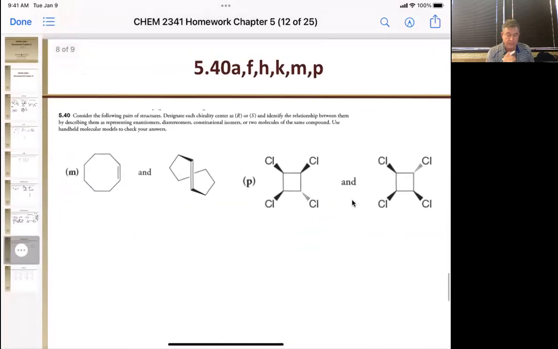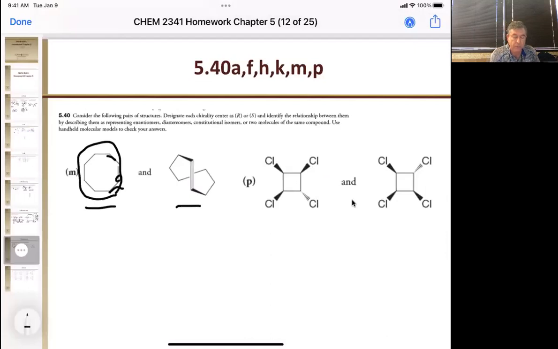Okay, let's look at these. Consider these structures, designate the chirality. So we don't have anything chiral in this one and this one, but we have in this one, I think that these are both cis alkenes. And if we draw it flat, it's like this, but let me see how many carbons we have. 1, 2, 3, 4, 5, 6, 7, 8 carbons. 1, 2, 3, 4, 5, 6, 7, 8 carbons. So they are the same compound as well. They're just drawn in 2 different ways.